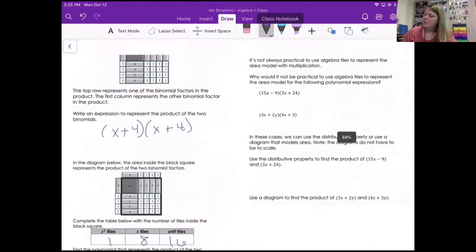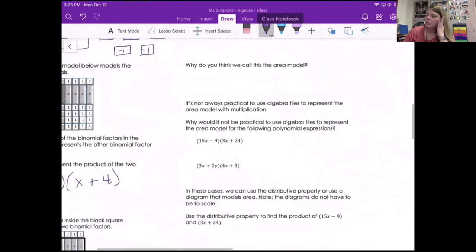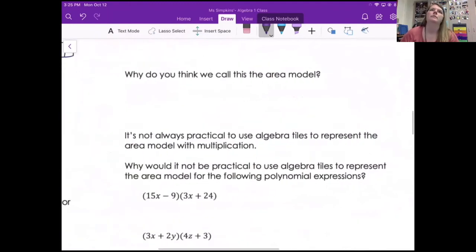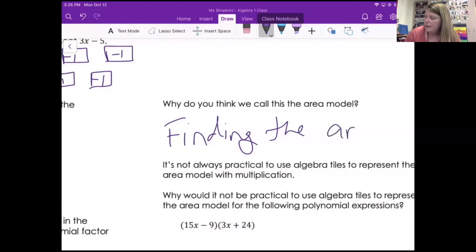So Graham, since you're so passionate about it, why do you think it's called the area model? Before I answer this question, why is this called an area model? What are you doing? You're multiplying. You're multiplying a side times a side. Well, that sounds a whole lot like an area. So you're finding the area.